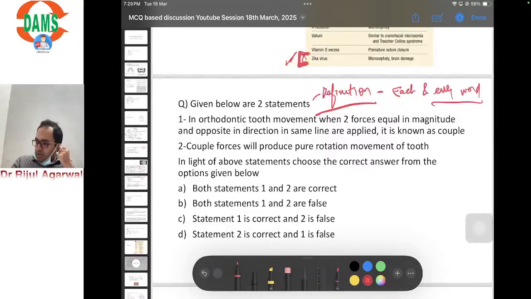And then answer. If anyone... so I have got 3 students, so I said option A, that both statements 1 and 2 are correct. Anyone else?